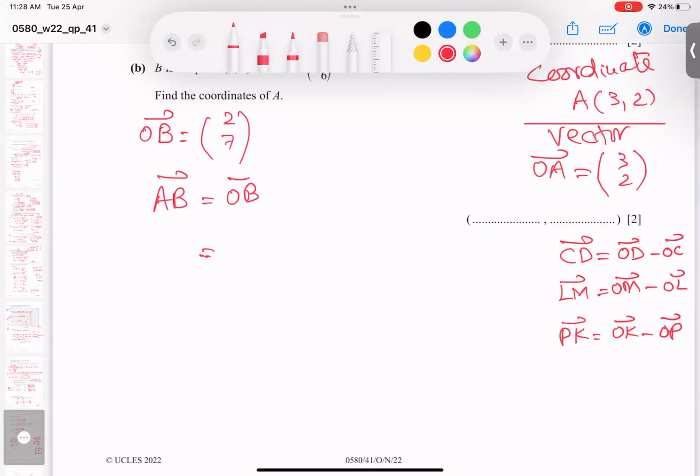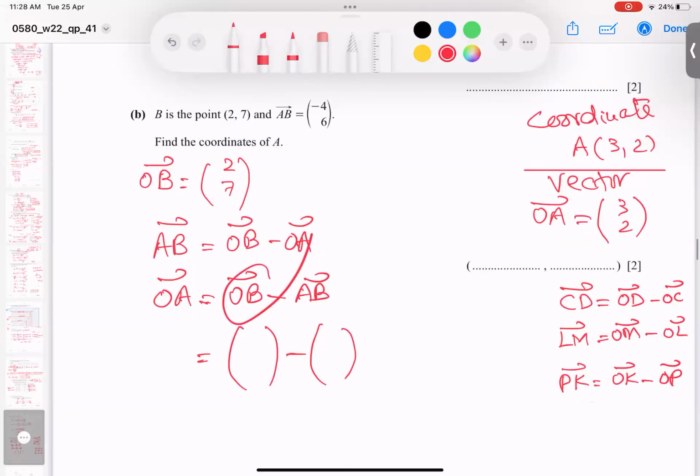AB vector is OB minus OA vector. OA will come alone there and AB comes on this side. The logic is very clear because I'm looking for the coordinates of A. So OA equals OB minus AB, and OB is 2, 7, AB is minus 4, 6.